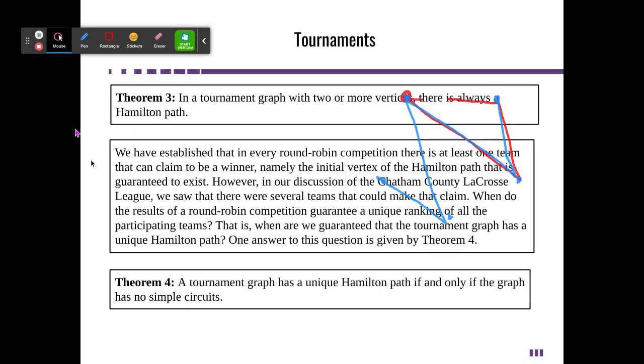Let me hit pause for 1 second. All right, I had to go back and reread Theorem 4 again. So a tournament graph has a unique Hamilton path if and only if the graph has no simple circuits. And the reason we look at this is because what we're trying to do is ask when do the results of a round-robin competition guarantee a unique ranking of all the participating teams? So a unique ranking means there's one first place team and one second place team and so forth. And that is when we are guaranteed that the tournament graph has a unique Hamilton path. All right. And so that particular theorem says that a tournament graph has a unique Hamilton path if and only if the graph has no simple circuits.